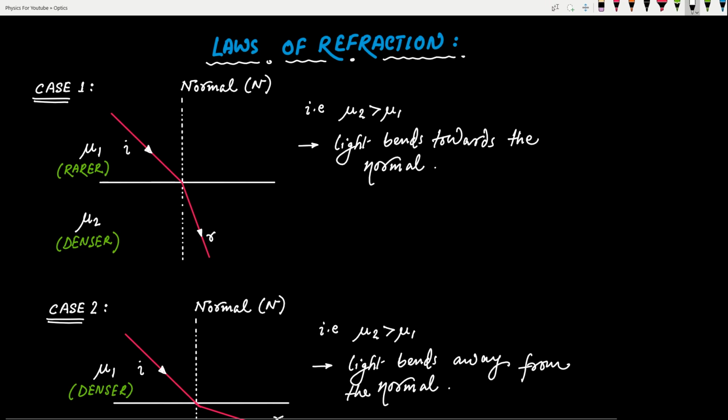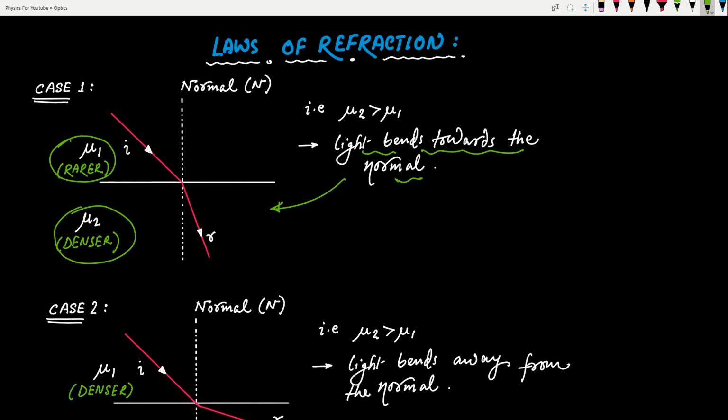Okay, now we are ready to look into the laws of refraction. The first case is very simple. Whenever light from a rarer medium enters into a denser medium, then light bends towards the normal. As you can see, it's written that light bends towards the normal, and it's also shown by the diagram. The light is coming from the optically rarer medium, and the second medium is optically denser. So whenever light enters from a rarer medium into an optically denser medium, light will bend towards the normal. Therefore, we can directly say that refractive index mu2 is greater than mu1. Why? Because medium 2 is optically denser than medium 1. So this is the first case.